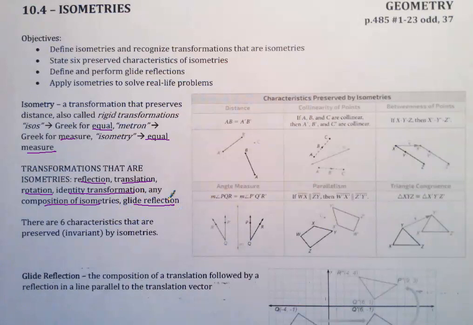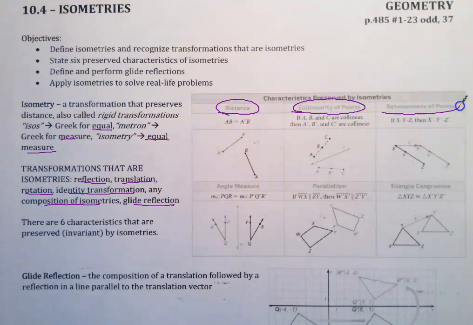Okay. So there are 6 characteristics that are preserved, or invariant, in isometry. So the 6 things that don't change. Distance is one of them. We preserve the distance. We preserve the collinearity of points. What is collinearity? A line. The line stays the same. The points on the line stay the same, so they're the same distance apart. They're still on the same line.